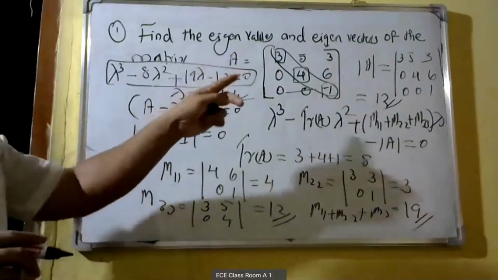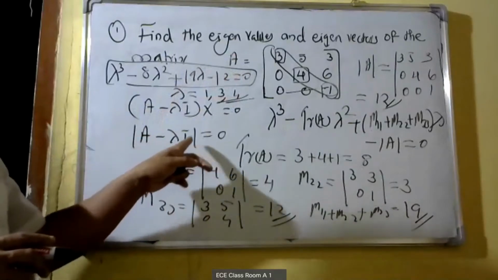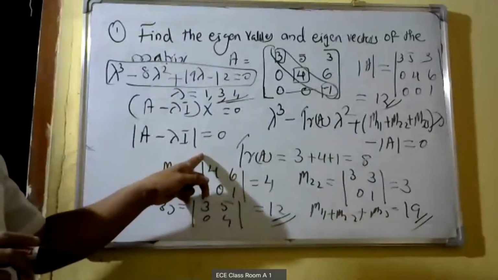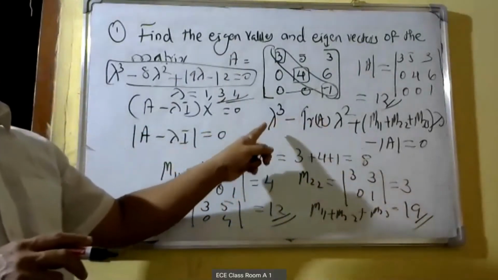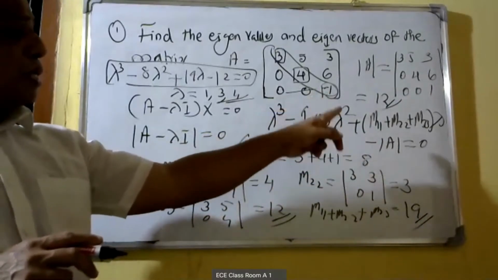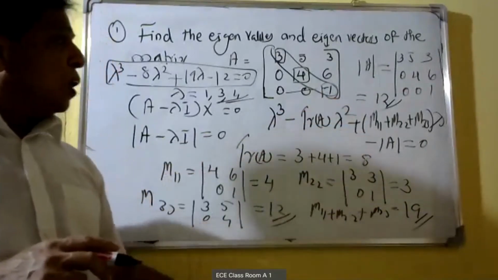Okay. First we find the eigenmatrix equation. Determinant of A minus lambda I equal to 0. To find this equation, we use a simple formula. That formula is lambda cube minus trace of A into lambda square plus (M11 plus M22 plus M33) into lambda minus determinant of A equal to 0.